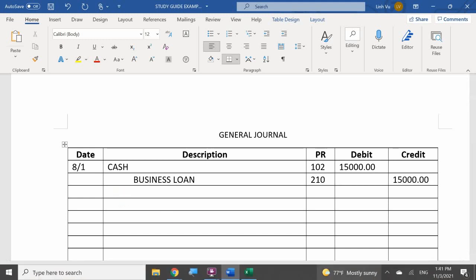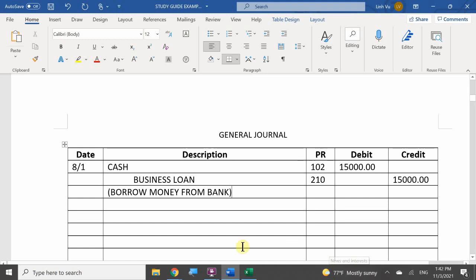You can practice your description. I'm not going to grade you on descriptions, but if you want to, you can practice it. So what did you want to say here? Borrow money from the bank. It doesn't say any specifics, so no specifics. You just borrowed $15,000 from the bank, and you got it all in cash.